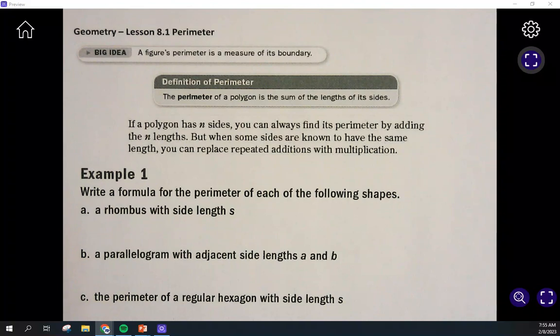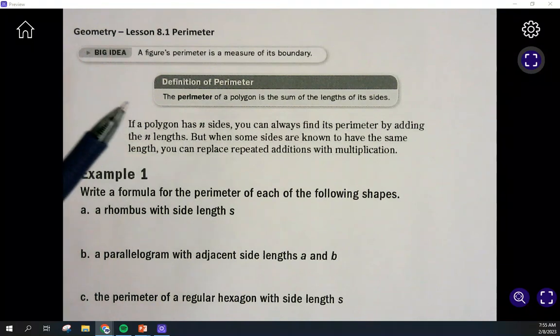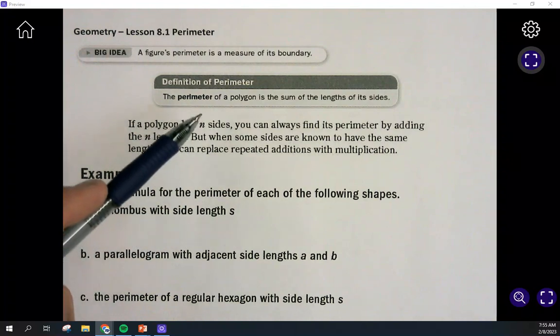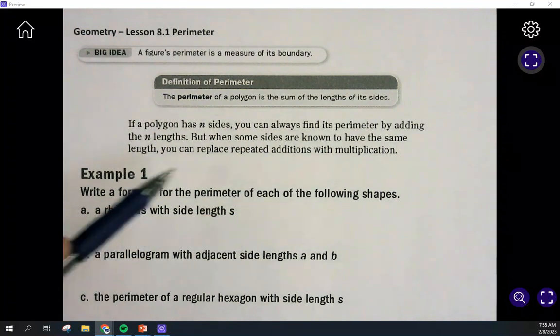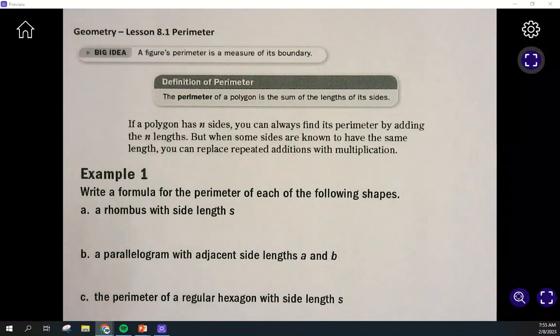But when some of the sides are known to have the same length, you can replace repeated addition with multiplication. For instance, if you have a 10-sided shape and all the side lengths are 5, instead of just adding 5 plus 5 plus 5 plus 5, all the sides all the way around, if we know there's 10 sides and they all have the same length, you can just do 10 times 5. All right, so let's run through some basics and then get to some more complicated stuff.